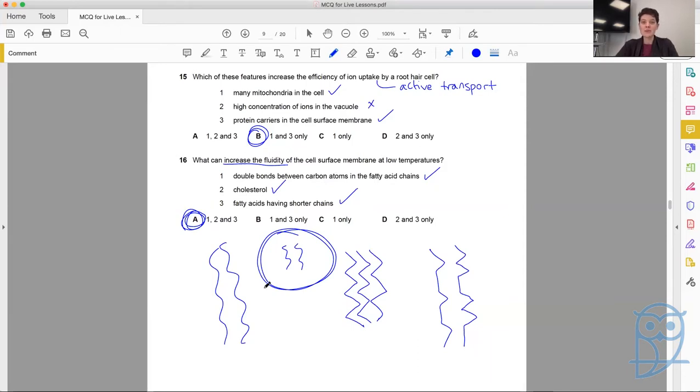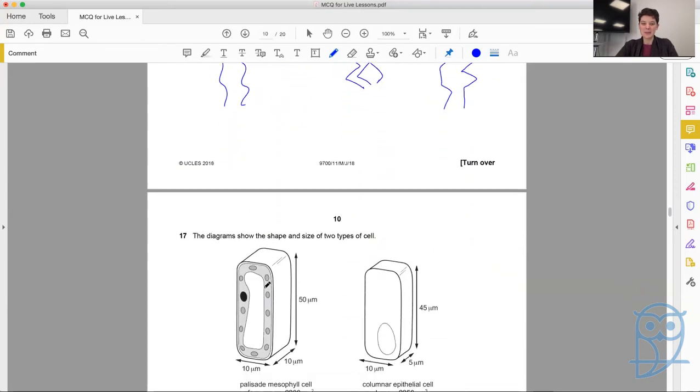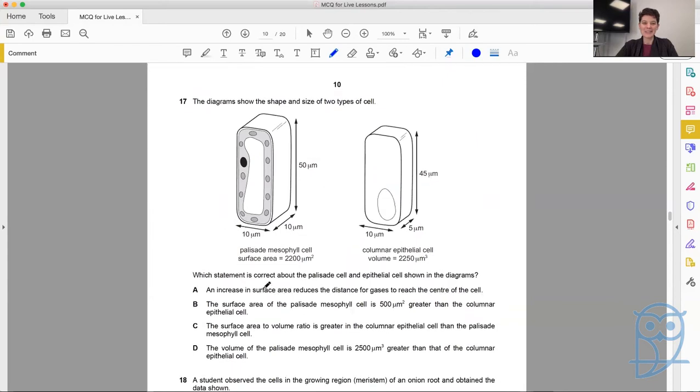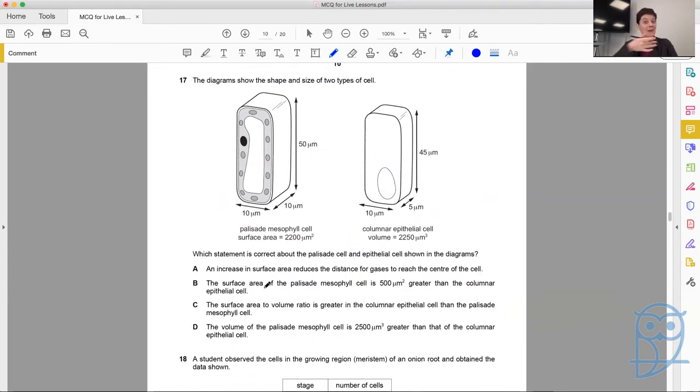So you can see that we're also sort of following the pattern of your syllabus as we work through these papers. They are nice and reliable. So now we move from cell membranes onto cells.